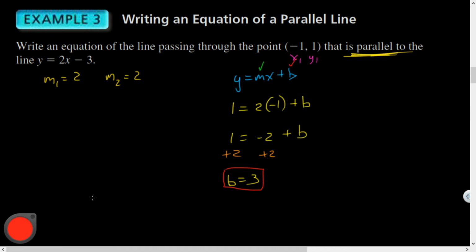Right? So I've got m, I've got b. Do not, by the way, sometimes students will be solving this problem, and they'll just say b is equal to 3. I'm like, that's not what we asked. We asked for the equation of the line, my friend. So what is the equation of the line?